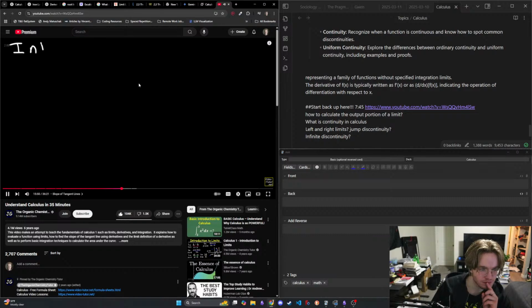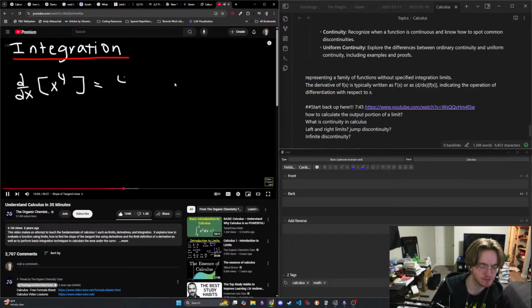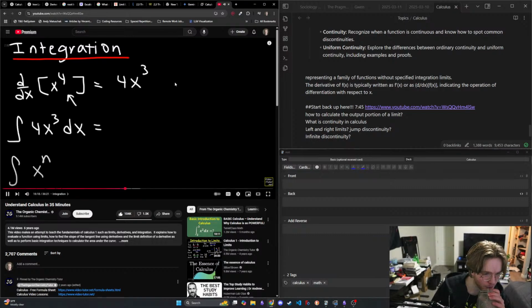Now the next area is integration, which is equivalent to anti-differentiation. As we said before, it's the process of finding the antiderivative. If you recall, the derivative of x to the fourth is 4x cubed using the power rule. Well, the integral of 4x cubed should give us x to the fourth. And here's the formula for finding the antiderivative, or the integral. You add 1 to n, and then divide by that result.